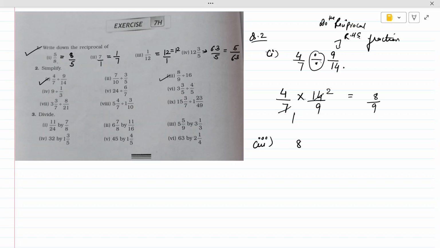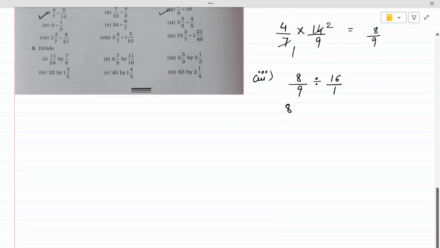We have 8 by 9 divided by 16. So I can write 16 as 16 by 1. Now, to solve it, we have to change the division to multiplication. So I have changed this sign to multiply and I will do the reciprocal of the right hand side fraction. This will become 1 by 16.